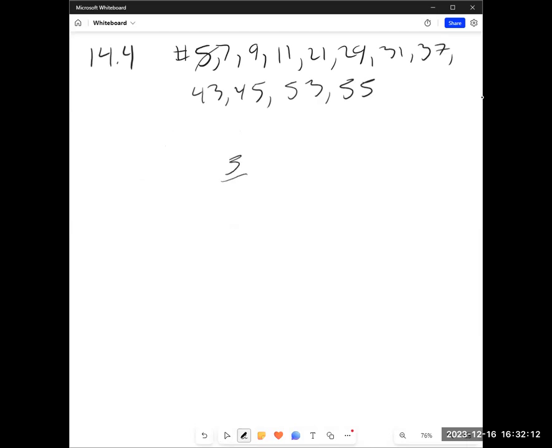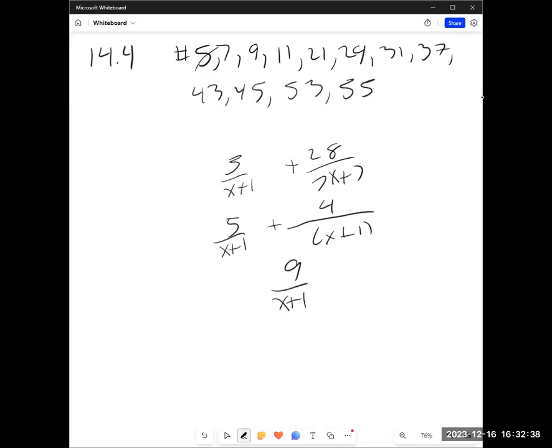Let's look at 5 over x plus 1 plus 28 over 7 times x plus 1. This is 28, so this 7 goes into this 28 4 times. And that makes our common denominator x plus 1. 5 plus 4 is 9 over x plus 1.